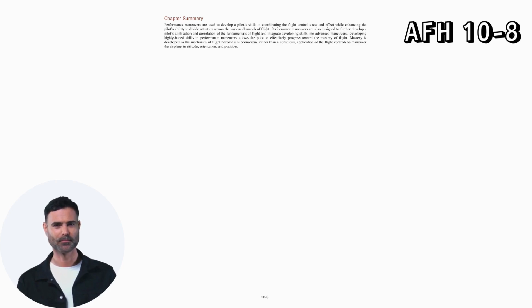Chapter Summary. Performance maneuvers are used to develop a pilot's skills in coordinating the flight controls' use and effect, while enhancing the pilot's ability to divide attention across the various demands of flight. Performance maneuvers are also designed to further develop a pilot's application and correlation of the fundamentals of flight and integrate developing skills into advanced maneuvers. Developing highly honed skills in performance maneuvers allows the pilot to effectively progress toward the mastery of flight.